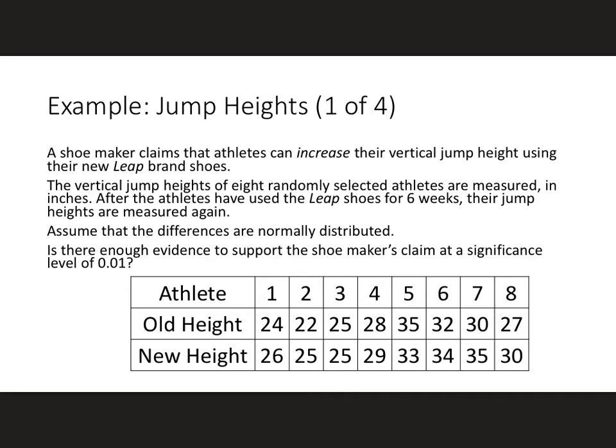Let's look at another example. We have jump heights. A shoemaker claims that athletes can increase their vertical jump height using a new Leap brand shoe. The vertical jump heights of 8 randomly selected athletes are measured in inches. After the athletes have used the Leap shoes for 6 weeks, their jump heights are measured again. Assume that the differences are normally distributed, and we're looking at is there enough evidence to support the shoemaker's claim at a significance level of 0.01.